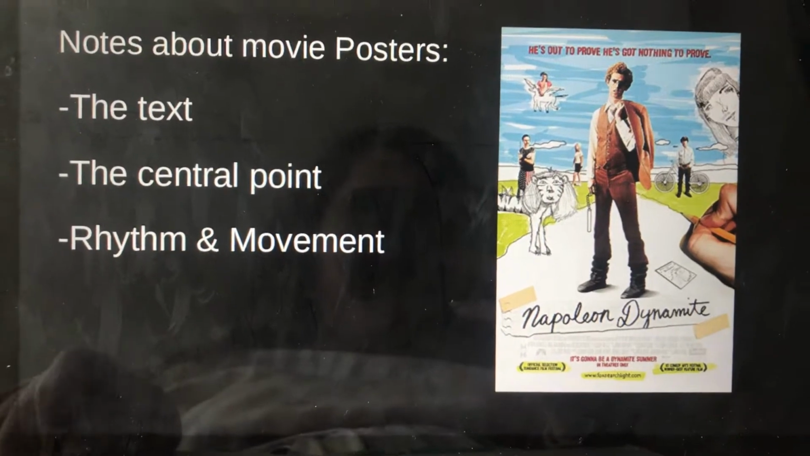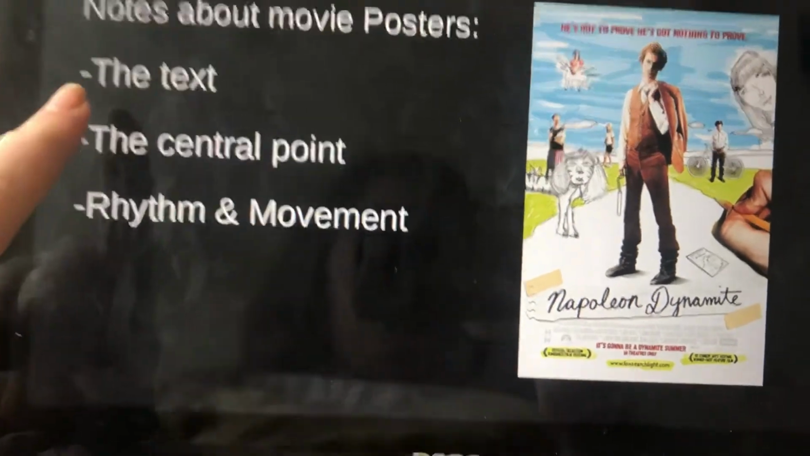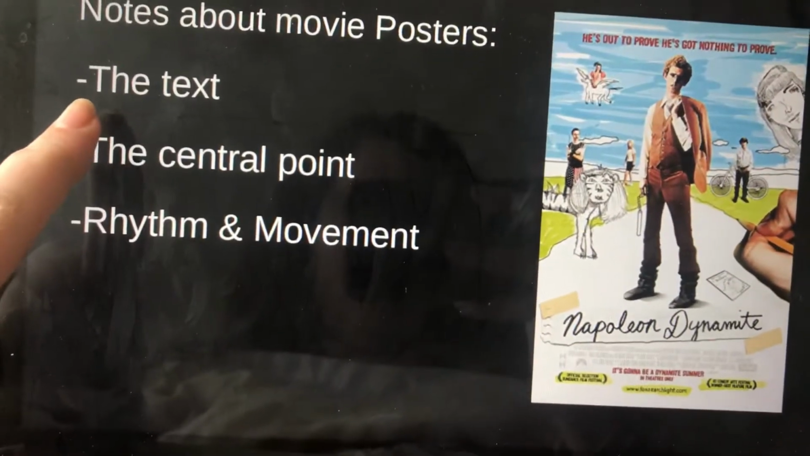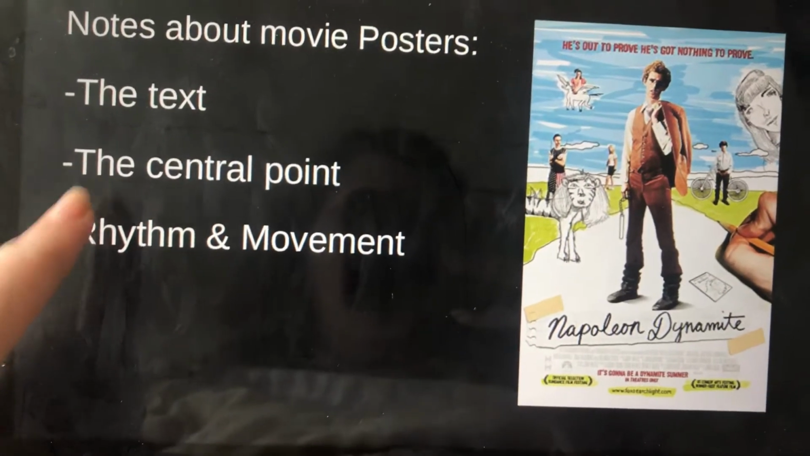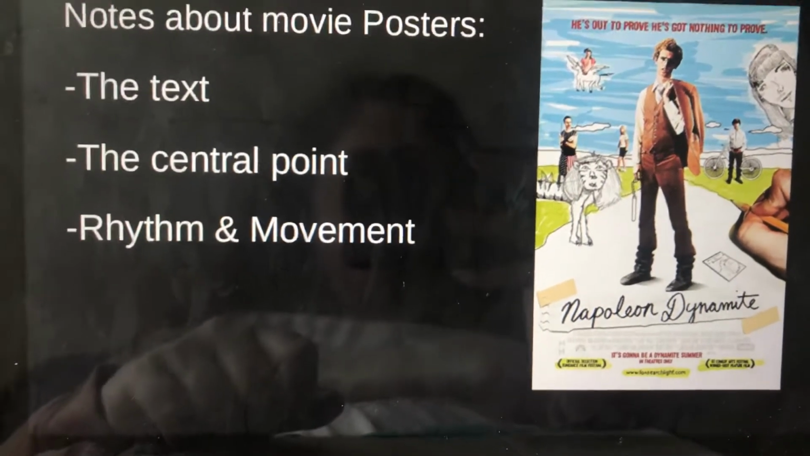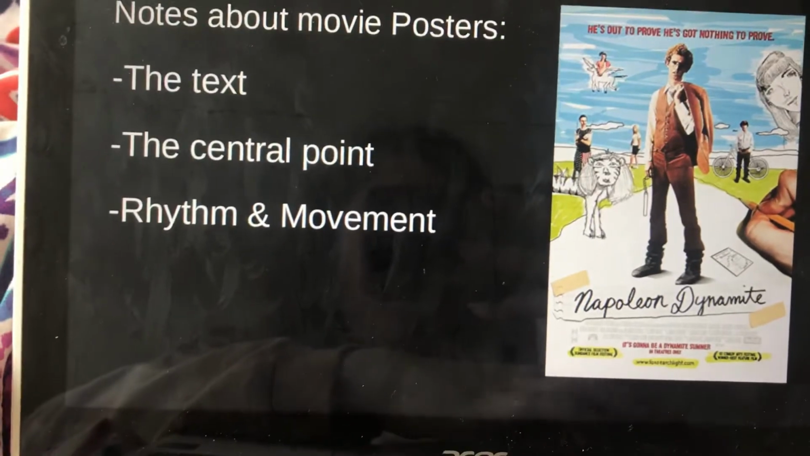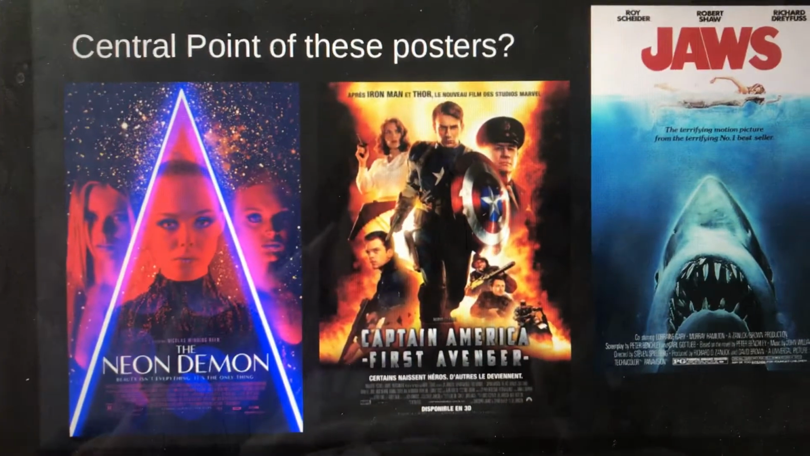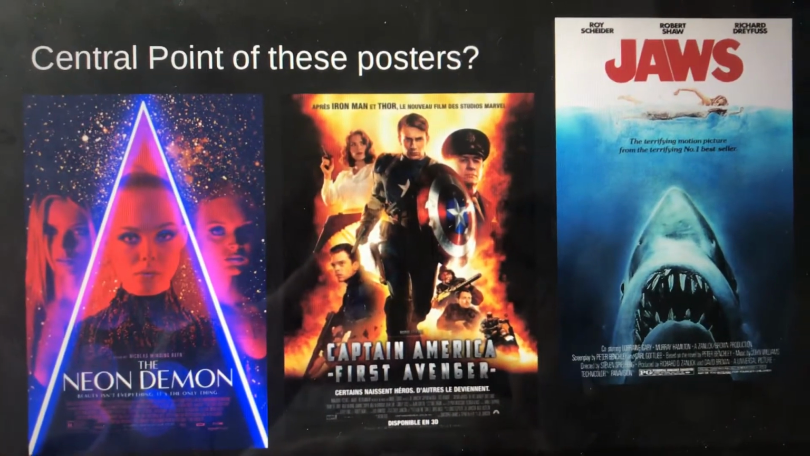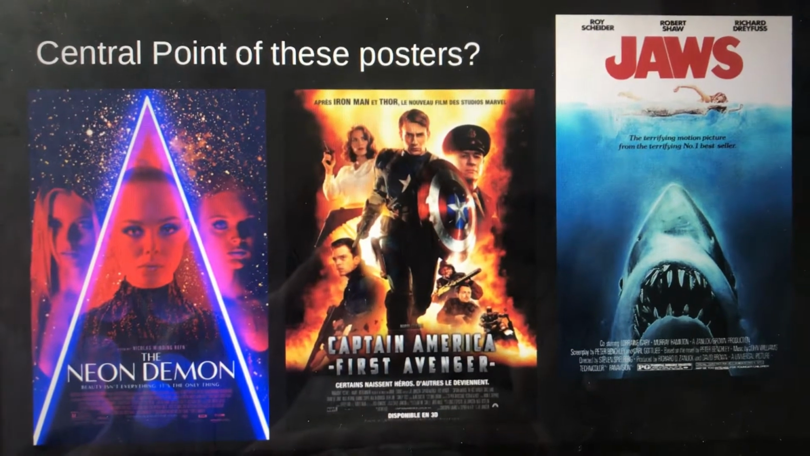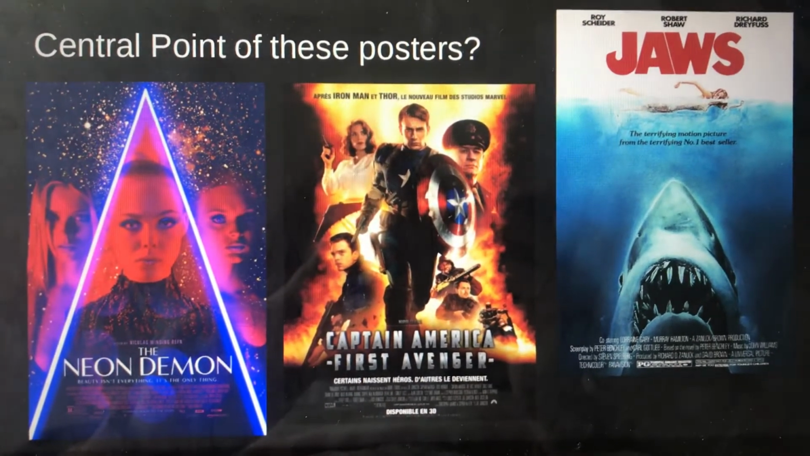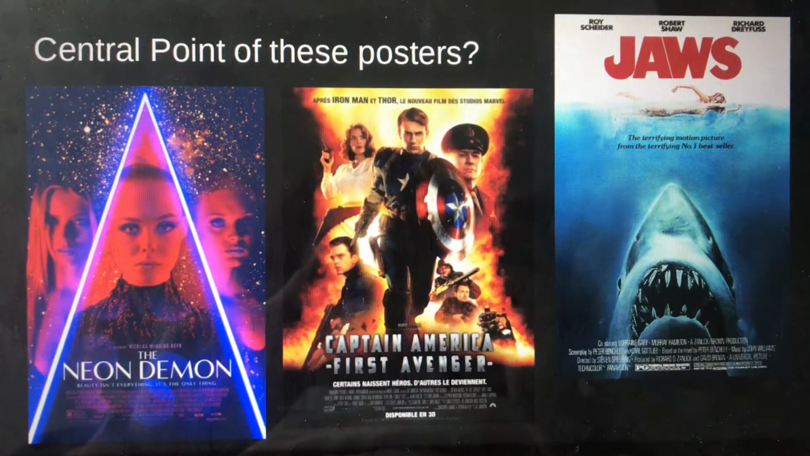Three really important things that you want to think about when you're designing your movie poster are the text, the central point, and rhythm and movement. So I'm going to talk each of those through with you. The first thing we're going to talk about is the central point. The central point is the place that your eyes would naturally go to when you're looking at a poster.